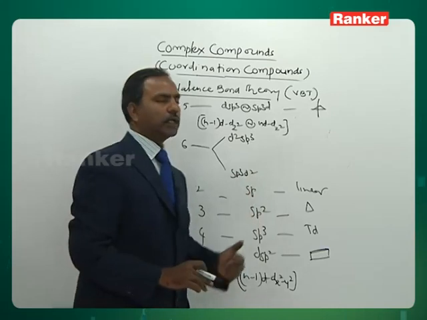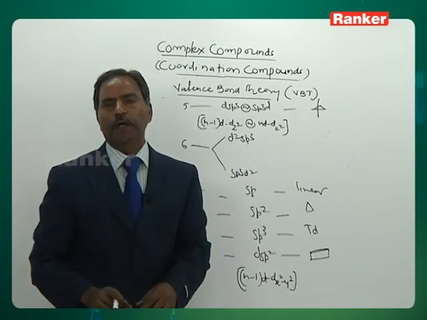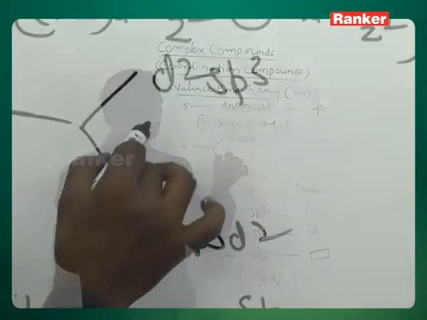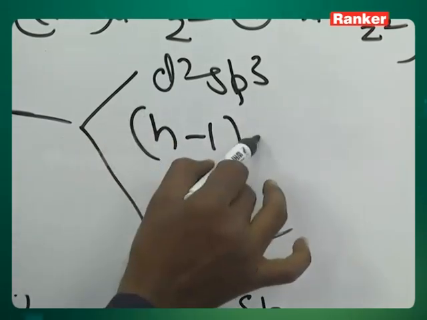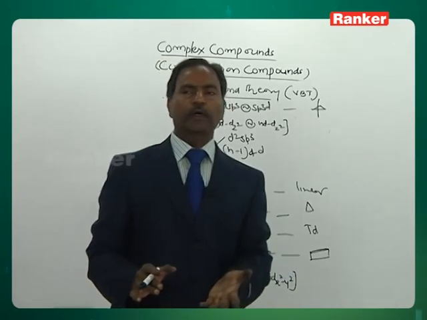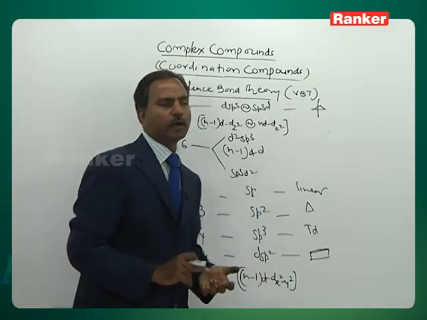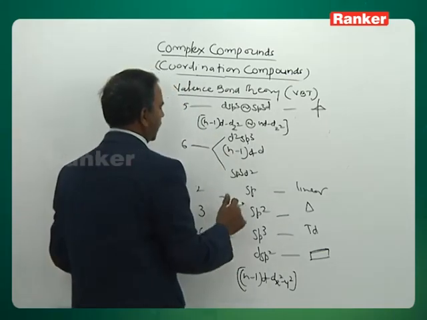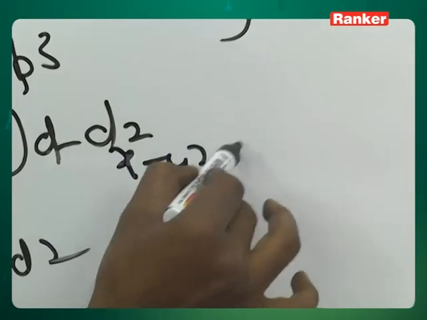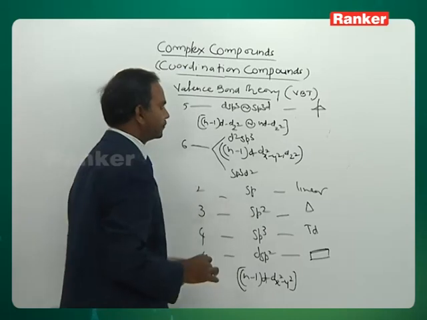Whatever it may be, inner or outer, 2 d orbitals are participating here. What are the 2 d orbitals participating in this particular hybridization? Now it will be (n minus 1)d, inner I am writing, the eg set of orbitals. Eg set means what? dx square minus y square and dz square, these two orbitals are participating in this particular hybridization.